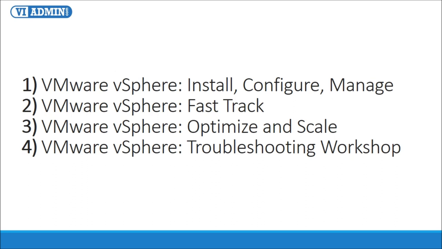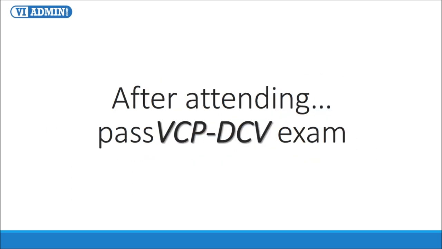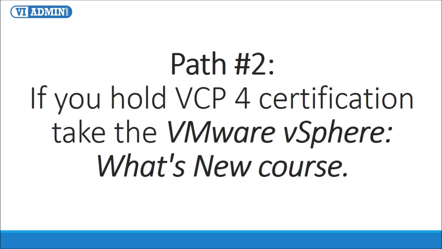2. VMware vSphere Fast Track. 3. VMware vSphere Optimize and Scale. 4. VMware vSphere Troubleshooting Workshop. The troubleshooting course is only recommended for those of you who have significant experience with VMware vSphere. After attending one of these four courses, you need to pass the VCP DCV exam. Number 2. If you hold VCP 4 certification, you need to take the VMware vSphere What's New course and then pass the VCP DCV exam.